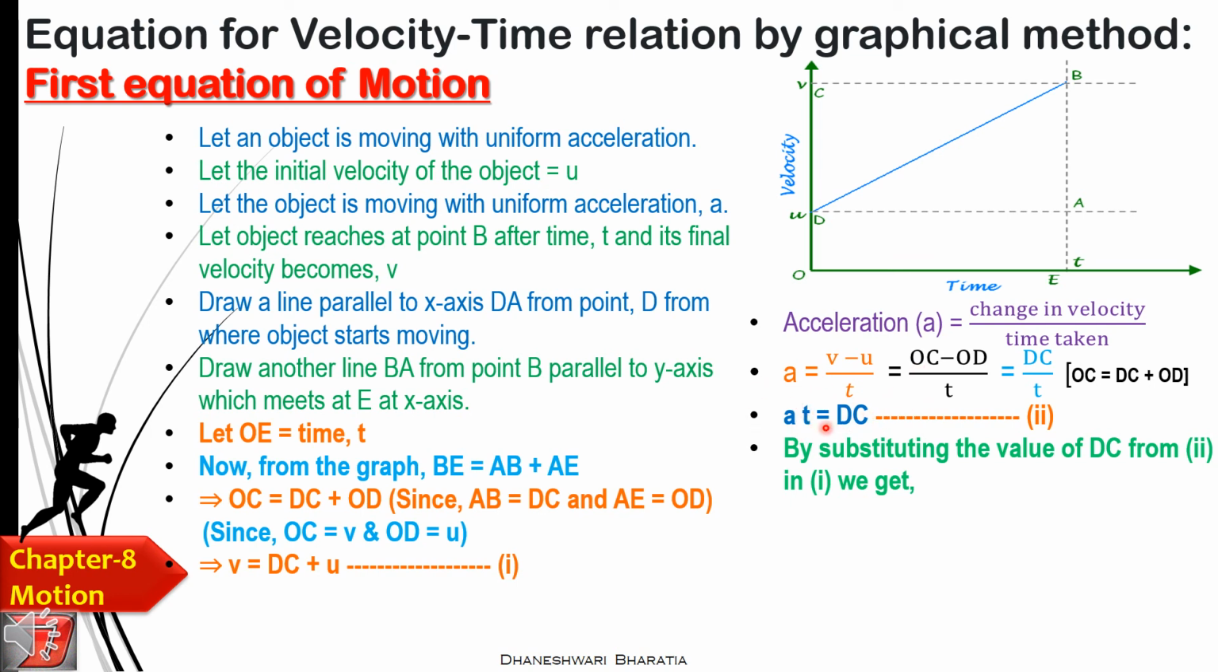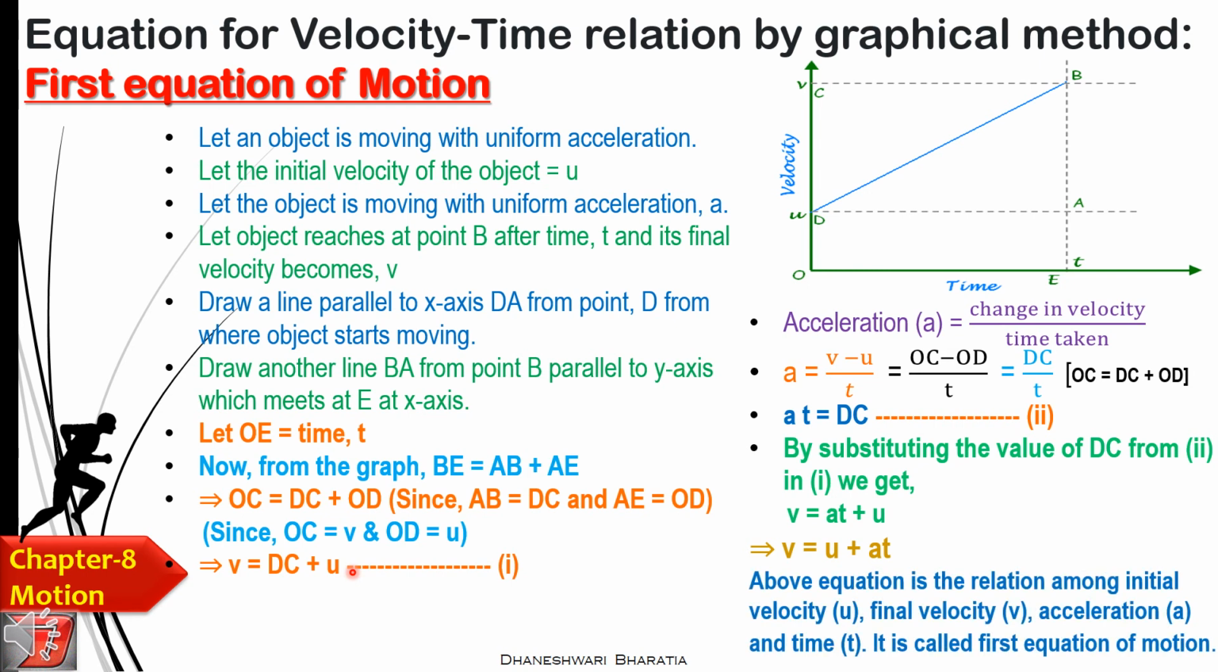Now by substituting the value of DC from the second in the first, ये जो AT मिला है हमें, that is DC. ये DC को हमें यहाँ पे substitute करना है. So what we will get? V is equal to AT plus U, isn't it? And this will be our first equation of motion, that is V is equal to U plus AT. The above equation is the relationship among initial velocity U, final velocity V, acceleration A and the time T, and it is known as the first equation of motion.